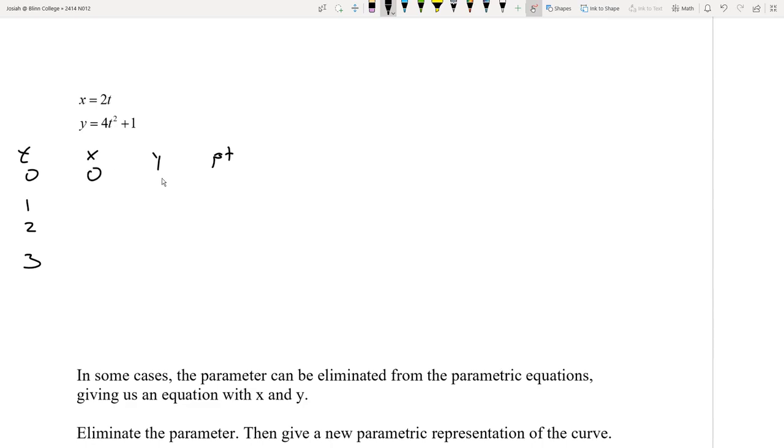So x is going to be 2 times 0, so we just get 0, and we got 1 here. When t is 1, we've got 2, and 4 plus 1 is 5. 2 times 2, we get 4, and when we plug in t here, 2 squared is 4, times 4 is 16, plus 1, we get 17. And then for 3, we get 6 here. 3 squared is 9, times 4, we end up with 36, plus 1, 37.